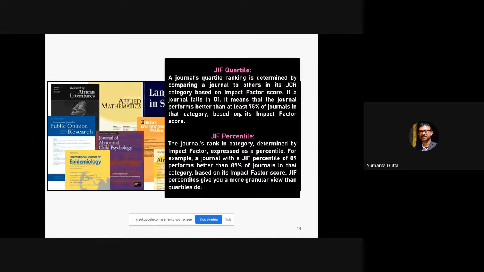That means if a number of journals are there, this particular journal is performing much better than the other journals listed in that category. That is more than 75%. So in that way, quartile 1 is being calculated. This is very important for us to judge, on the basis of the Scimago Journal and Country Rank, the JIF, journal impact factor, based on quartile performance: quartile 1, quartile 2, quartile 3, and quartile 4.